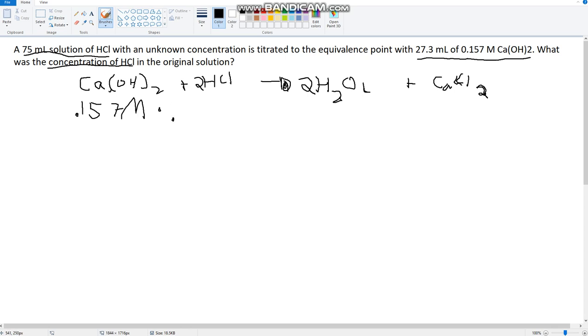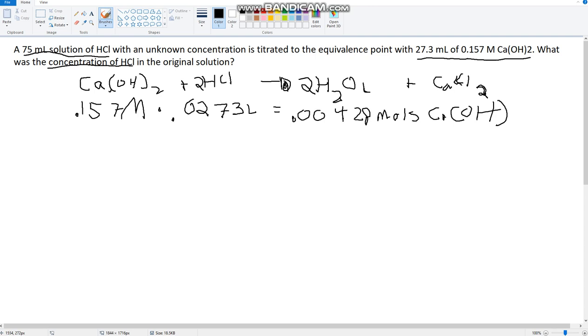So it'll be 0.0273 liters of calcium hydroxide, and that will give 0.00428 moles of calcium hydroxide. Oof, that's ugly. Okay.